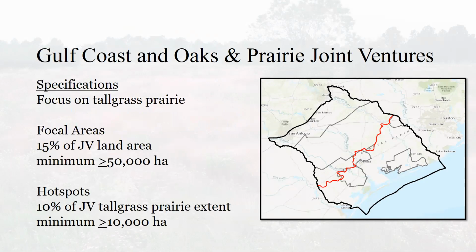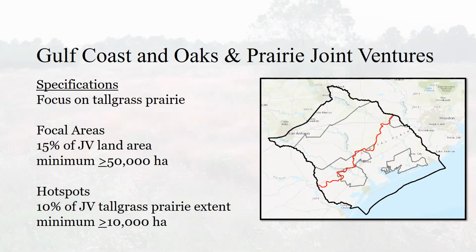For hotspots, we wanted to identify 10% of the tallgrass prairie extent within each joint venture territory and set minimum area requirements to 10,000 hectares. We chose 10,000 hectares for the hotspots because the Attwater's Prairie Chicken Recovery Plan recommends establishing a multitude of sites of that size or greater. We figured if it was good enough for prairie chickens, it would probably be good enough for other grassland species.